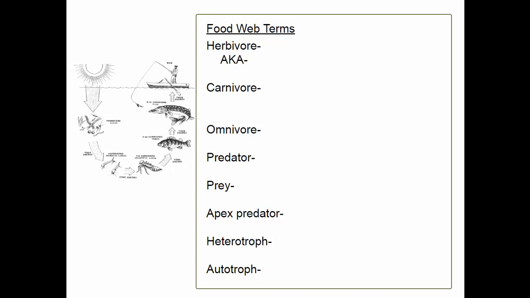All right. So with these terms, are these terms familiar to you? Yes. All right. So I can go fast. Herbivores are organisms that eat only plants. They are first level consumers. I would be a first level consumer.